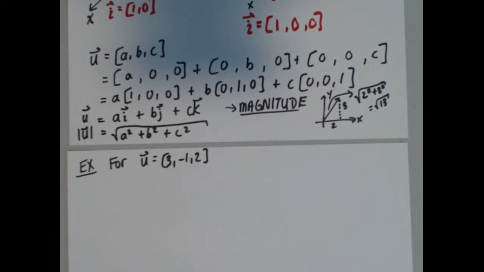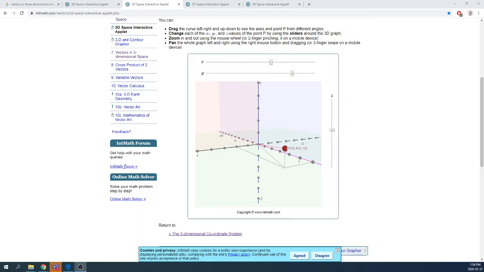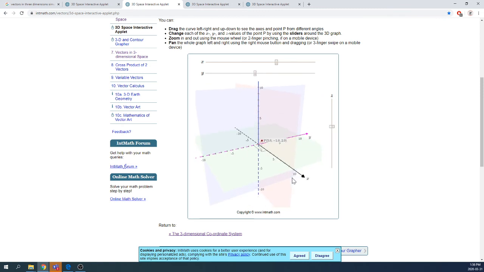Okay, so what I'm going to have you do is come back to this applet here. Let's go back here, and we're going to open the vector (3, -1, 2). Right now I have (2, 6, 1). Let me zoom out a bit. I need 3 for x, so I'm going to adjust this. I need minus 1 for y, and I need 2 for z. There we go. So here I am: positive x, negative y, positive z.